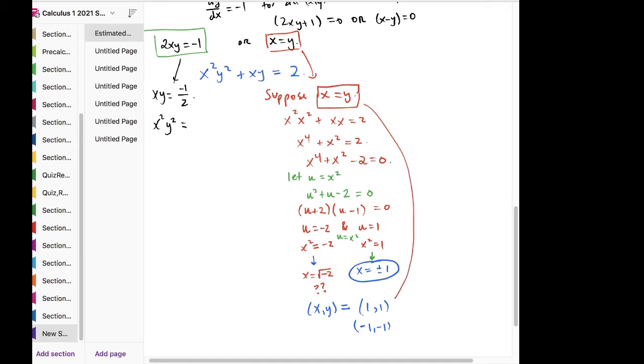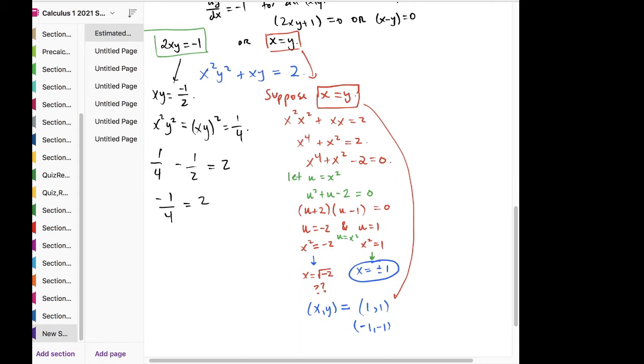Yeah, 1/4, right? X squared y squared is the same as xy squared. So this would equal 1/4. Okay, so if you plug that into the equation here, you get 1/4 minus 1/2 is equal to 2. So what is that, negative 3/4? Oh no, that's negative 1/4, right? Negative 1/4 is equal to 2.